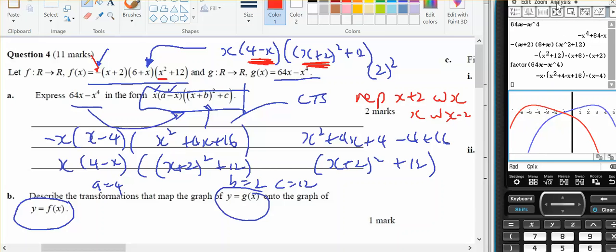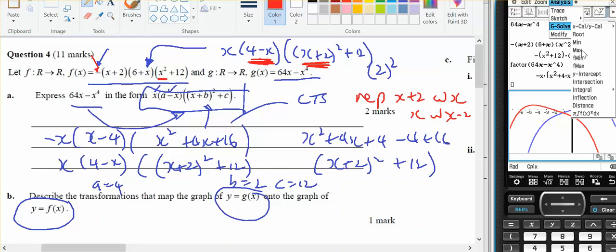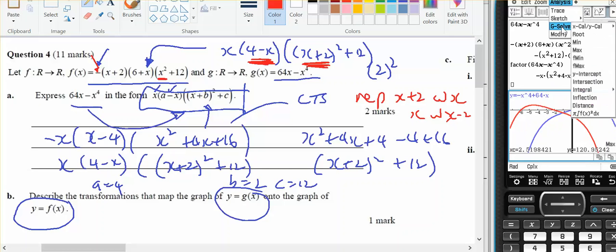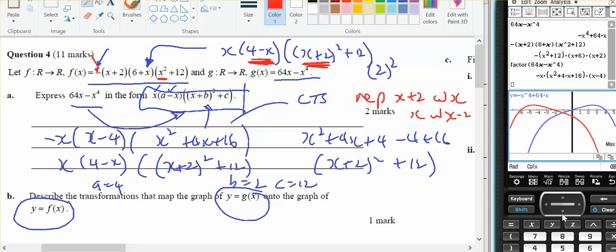I'll double check that it's the same height. So this one, okay, yellow and blue has a height of 120.95. Now we do analysis G solve max and move to the red one. That has a height of 120.95. So I think that we have a reflection over the y-axis and then we have a translation.